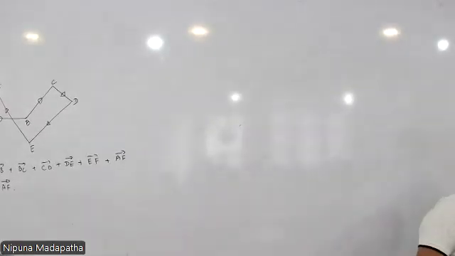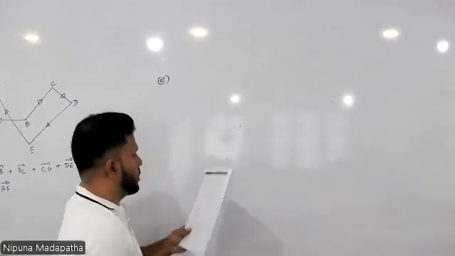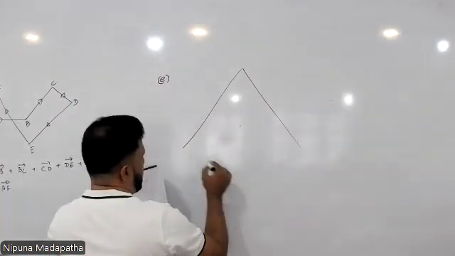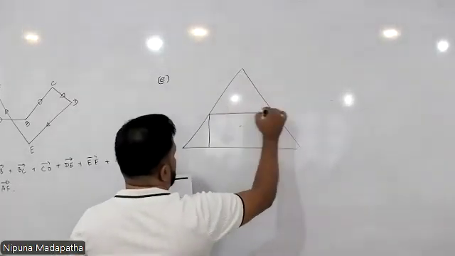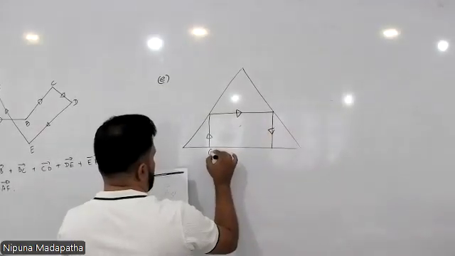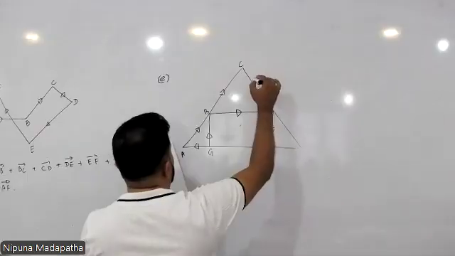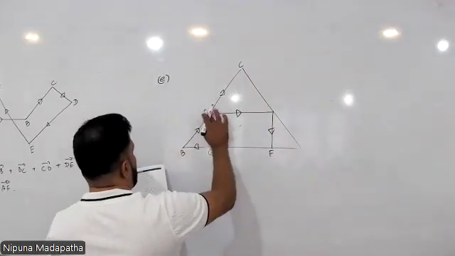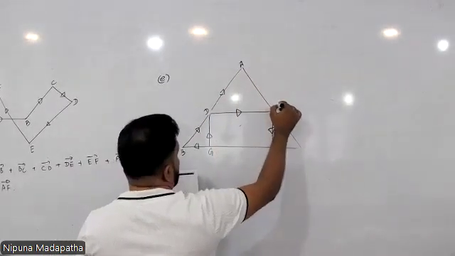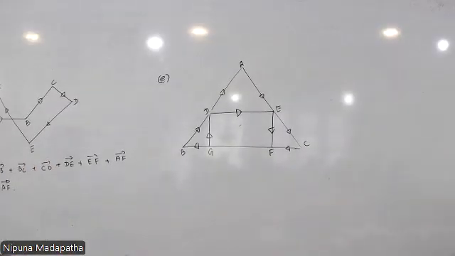Part E. Correct. Part E: B, D, A, E, C. So you can get the answer by looking at the figure.